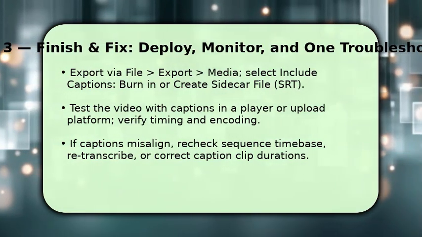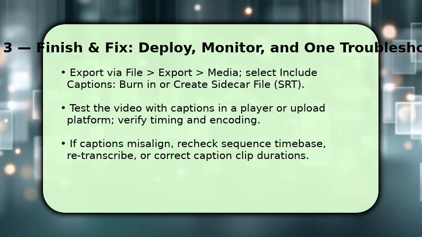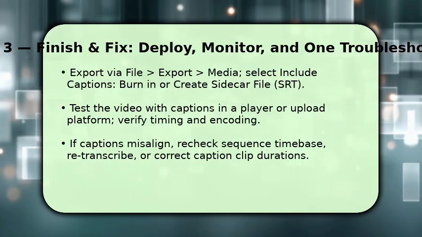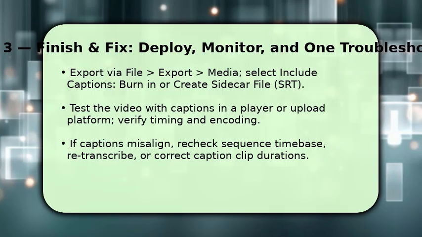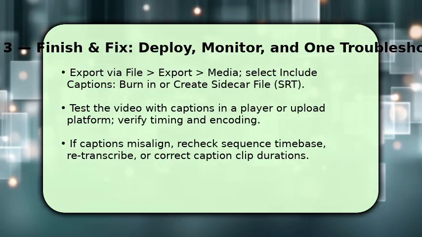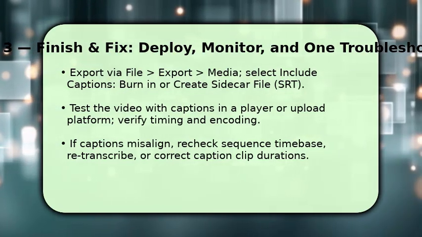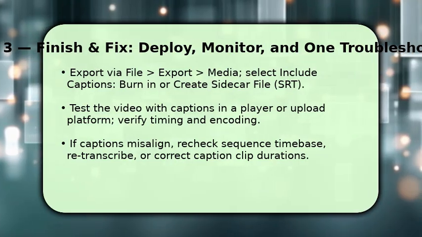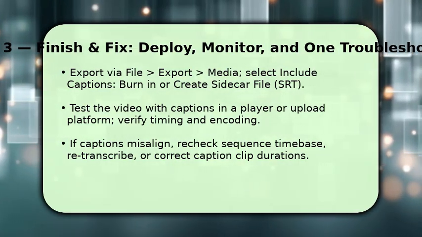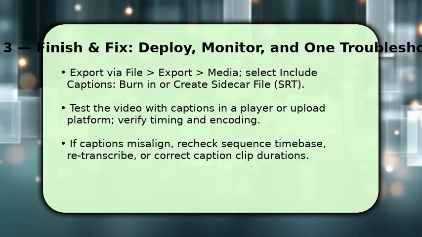File, Export Media. Under Captions, choose Burn Captions into Video or Create Sidecar File, SRT depending on delivery needs. Export and test the file in a player or on the target platform to confirm timing, encoding, and visibility. If captions are off, reopen the sequence and check timebase and frame rate consistency.